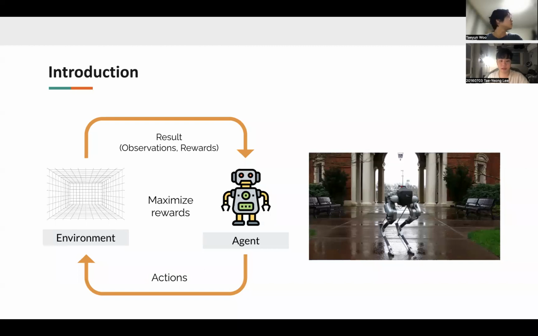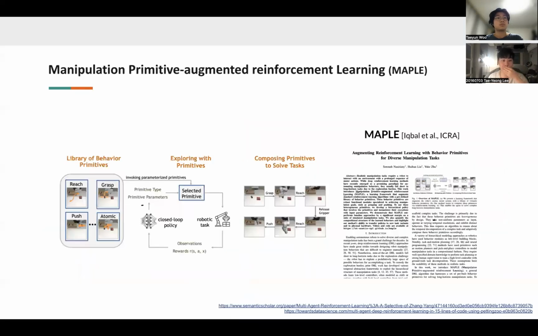In recent years, deep reinforcement learning has enabled impressive capabilities in robotics, such as learning complicated manipulation and adaptation in unstructured environments. We introduced before a learning framework, MAPLE, that augments the robot's atomic motor actions with a library of versatile behavior primitives. The method learns to compose these primitives, such as reach, grip, push, and atomic, which is a non-defined primitive. This enabled the agent to solve complex long-horizon manipulation tasks.